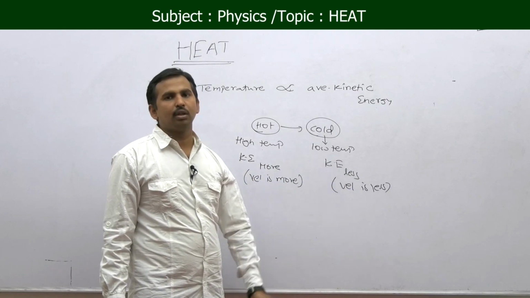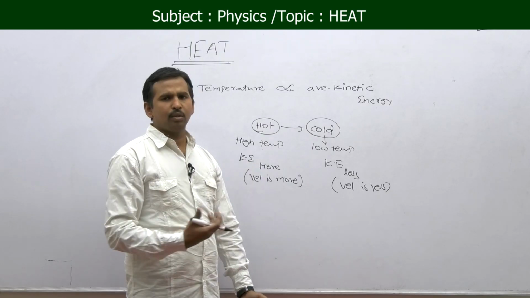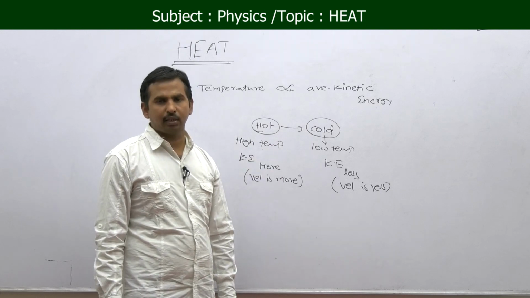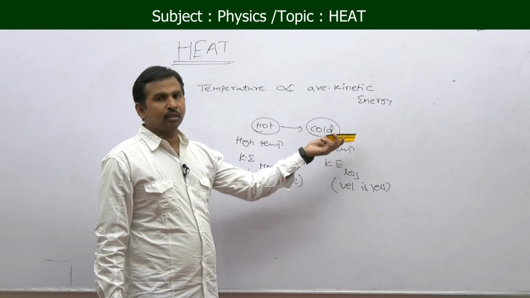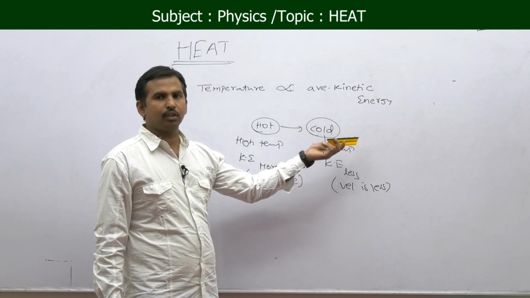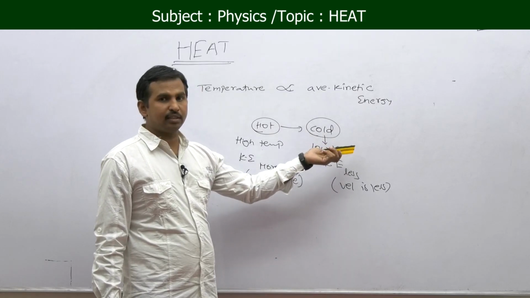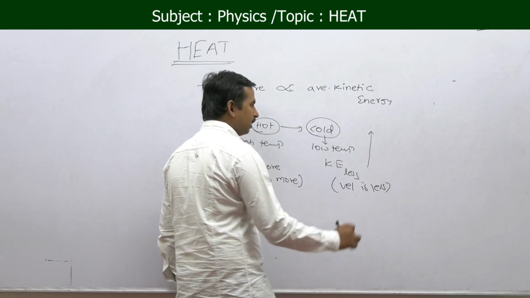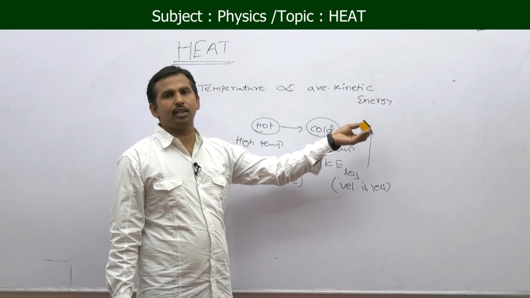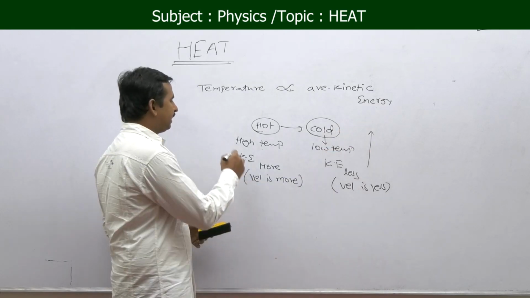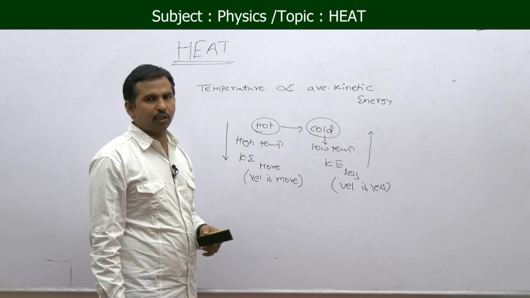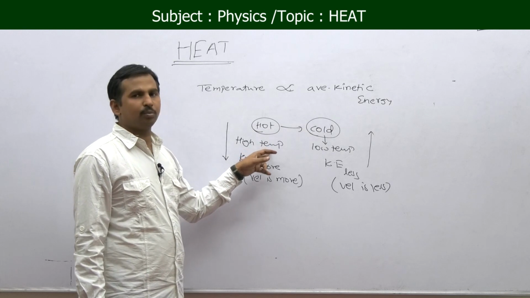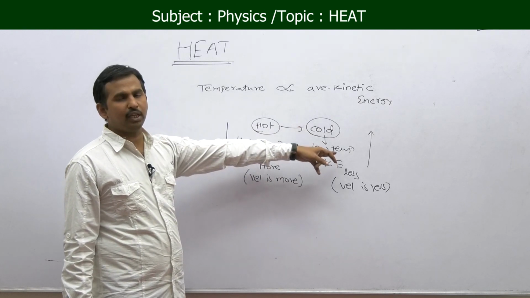During this collision, the fast moving particles transfer their energy to the slow moving particles, so there is an increase in the kinetic energy of the particles of the cold body. As the kinetic energy increases, there is a rise in the temperature of the cold body. As the hot body's particles give their heat energy to the low temperature body, there is a decrease in the kinetic energy of the hot body. As the kinetic energy of the hot body decreases, its temperature slowly decreases, whereas the temperature of the cold body increases.